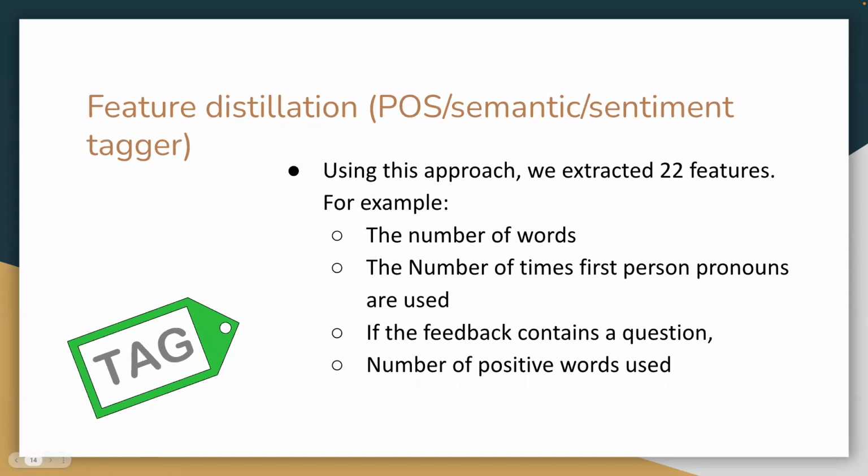The second approach we used was part of speech, semantic, and sentiment tagging. This is another commonly used NLP technique that categorizes and counts words in a corpus based on the part of speech, semantic, and sentiment groupings. In the current study, using these taggers, we extracted a set of features that are designed to reflect the content, linguistic characteristics, and the sentiment in students' comments. In total, 22 features were extracted, including features that reflect the number of words, number of times the first person pronouns are used in a comment, and if the comment contains a question, etc.